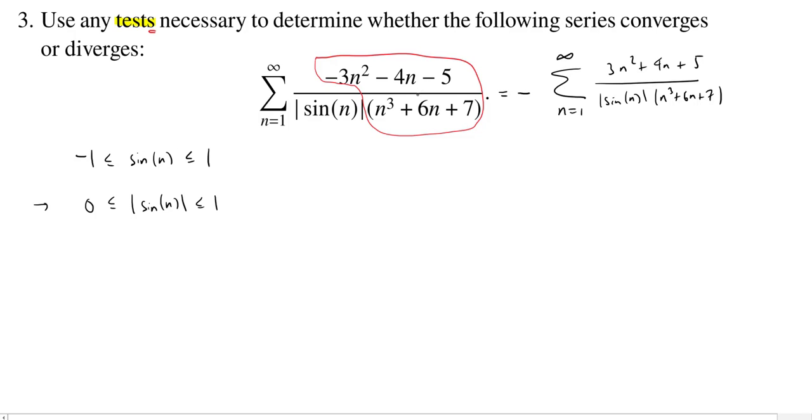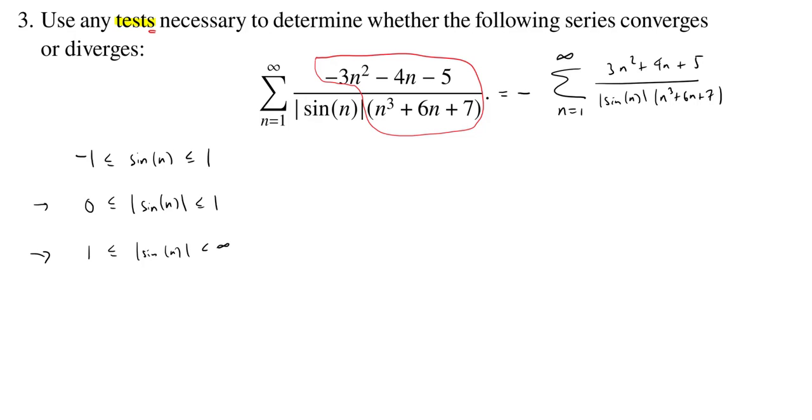Okay, cool. So now I'm going to multiply this by sine of n. Oh, wait, but the sine of n is on the bottom. So I need to actually take the reciprocal. So what would that tell me about 1 over sine of n? Well, let's see. 1 over sine of n is going to have to lie in between 1 and infinity.